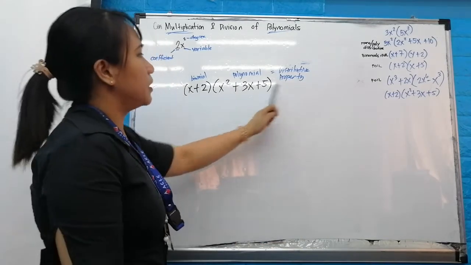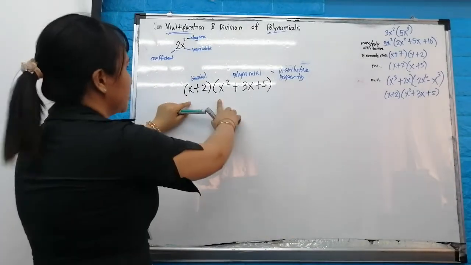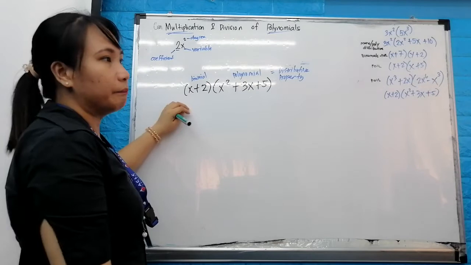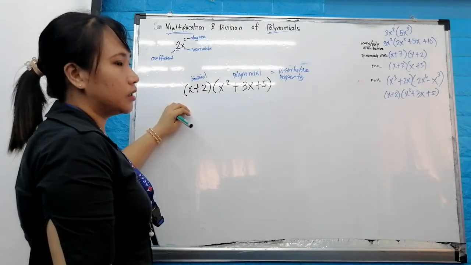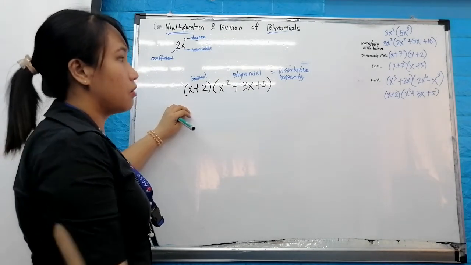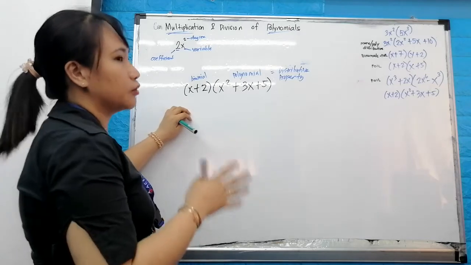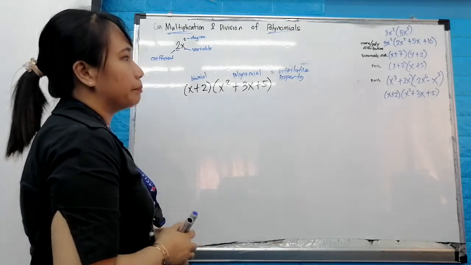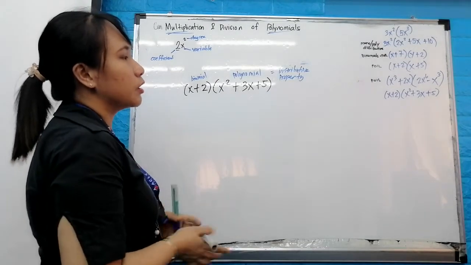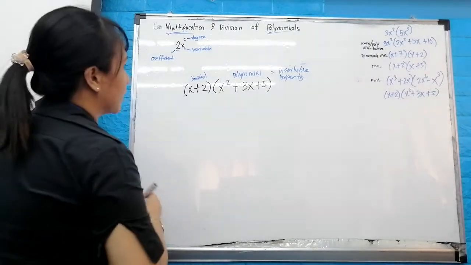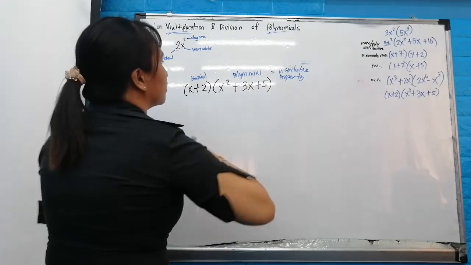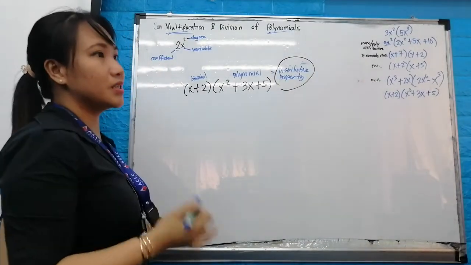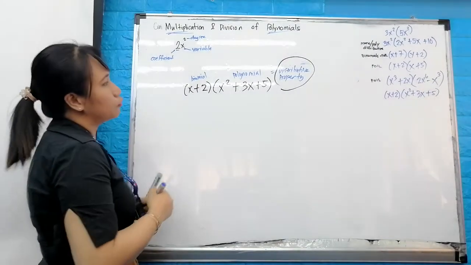You know why? Because you cannot tell which one is the first, the outer, the inner, and the last. FOIL is only applicable when you're going to multiply two binomials. So in this case, again, we're going to choose the distributive property. Now, let's distribute the binomial to the polynomial.